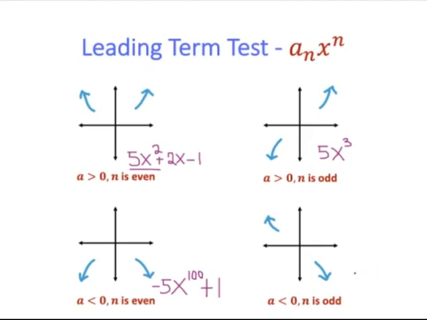And then we have our fourth case here. If a is less than 0 and n is odd, so let's say this time we have negative 5x to the, let's just pick any odd number. We can just pick 7. And then, plus whatever we want to add. It doesn't matter what's added or subtracted after that. But again, the point is this negative 5x to the 7th. The end behavior that you're going to have is in the second quadrant, right here, you're going to have arrows pointing up. And in the fourth quadrant, it's going to be pointing down.